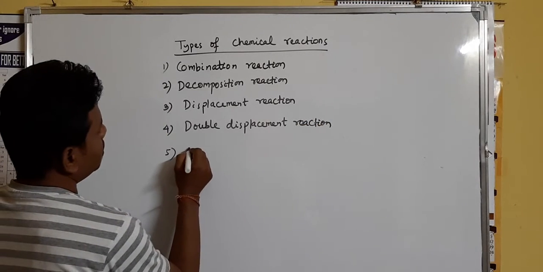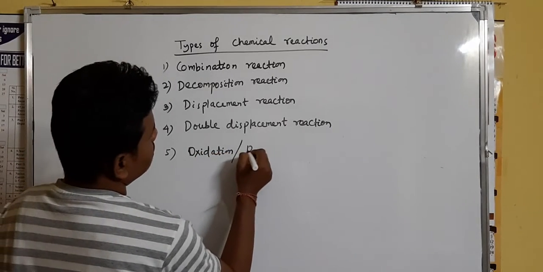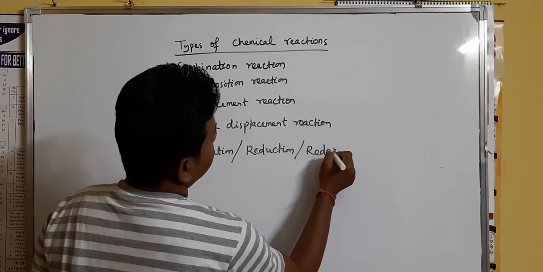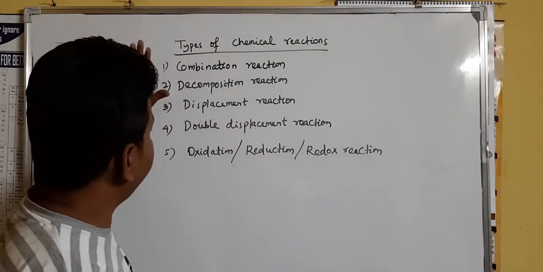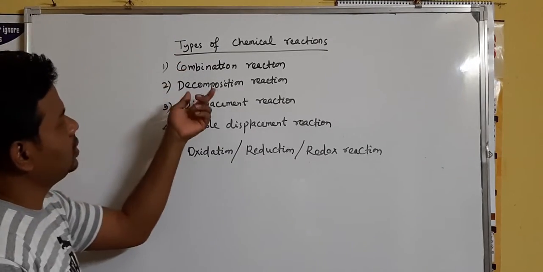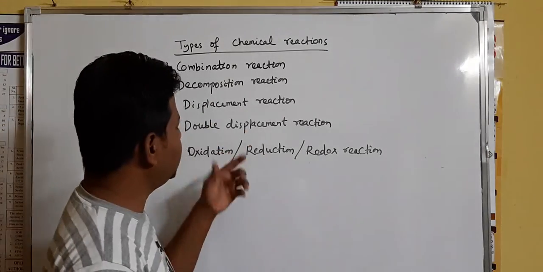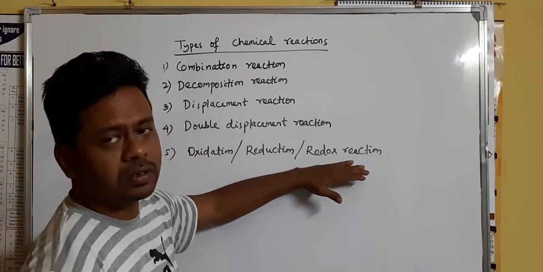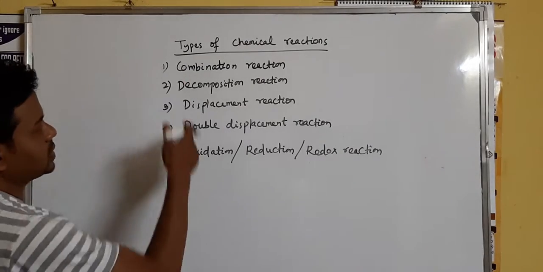Number 5, oxidation, reduction and redox reaction. So these are the different types of chemical reaction. Again I am repeating. First one is combination reaction, second is decomposition reaction, displacement reaction, double displacement reaction, and the fifth type is oxidation, reduction and redox reaction. Okay, so we will discuss one by one.